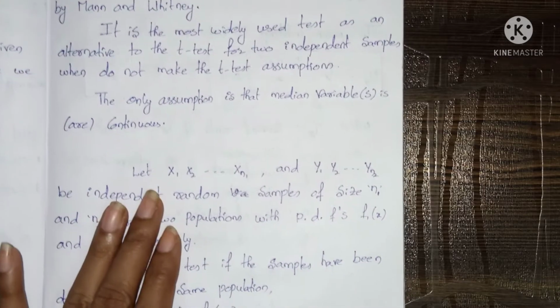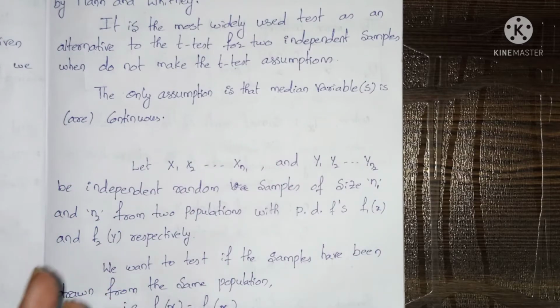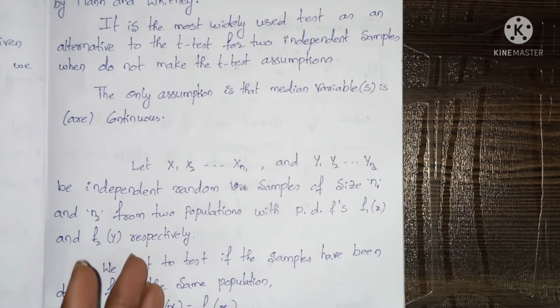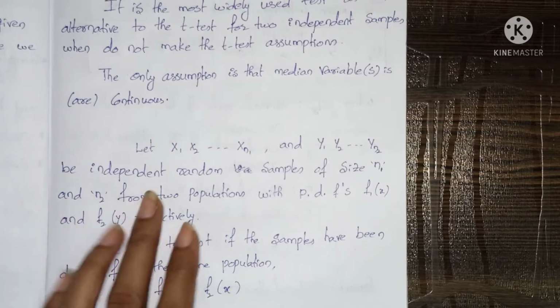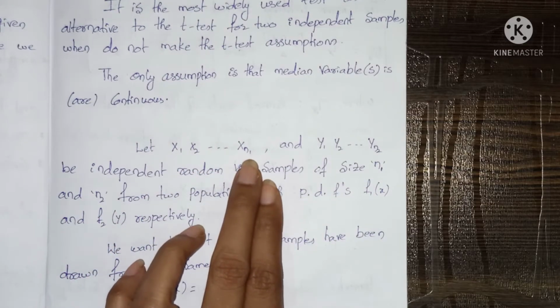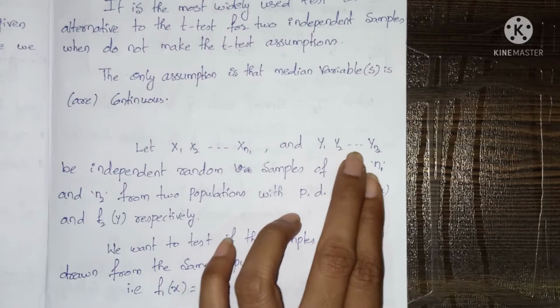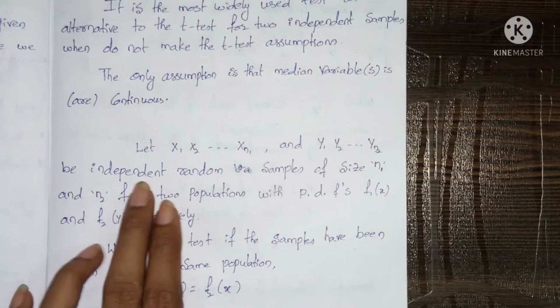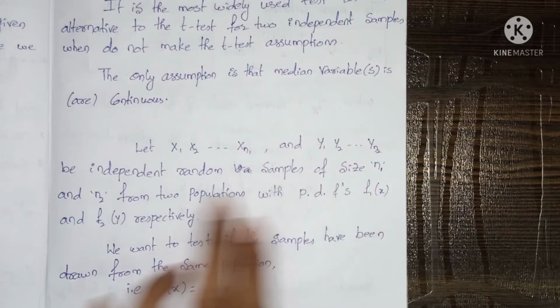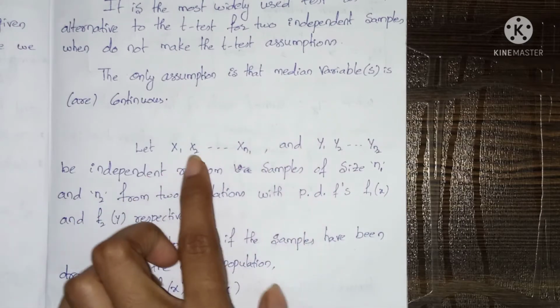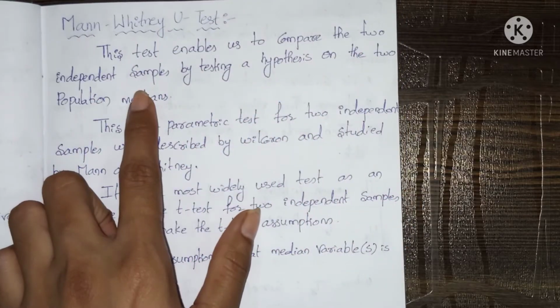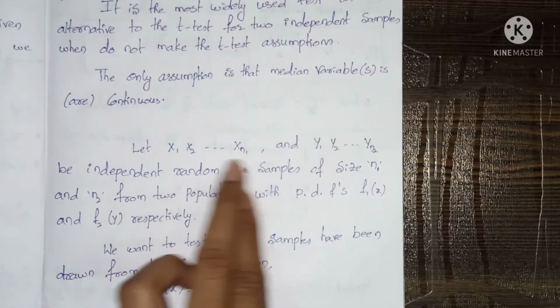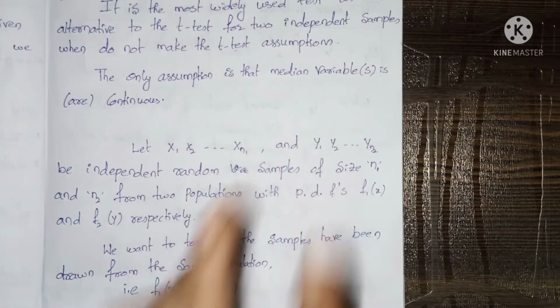So till here we have learned what the Mann-Whitney U-test is, who described it, and why we use it. Now we are going to learn the procedure. Let x1, x2 and so on up to xn1, and y1, y2 and so on up to yn2, be independent random samples of size n1 and n2. Why? Because, as we said before, it is used to test two independent samples, so we have taken two independent samples, x and y.